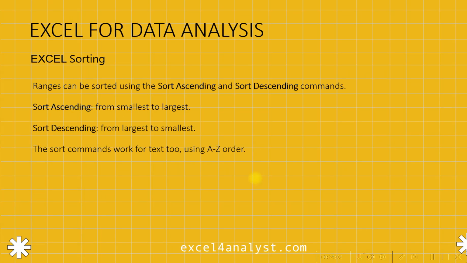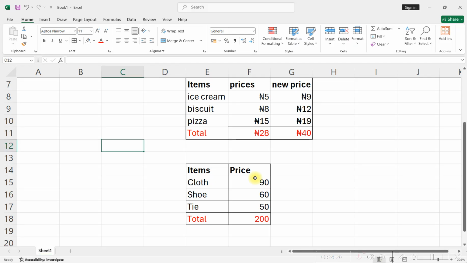Now Excel sorting, let's talk about sorting. Ranges can be sorted using sort ascending and sort descending commands. Sorting ascending is from lowest to largest, then sort descending is from largest to lowest. The sort commands work for text too, using A to Z order. So let us see what we mean by sorting.